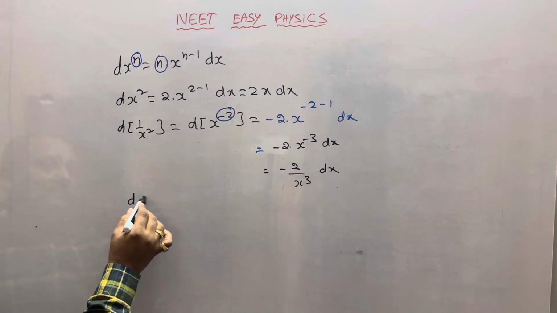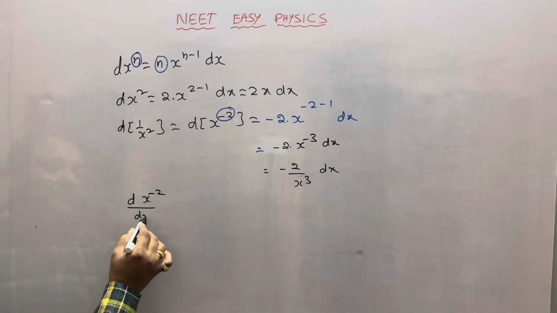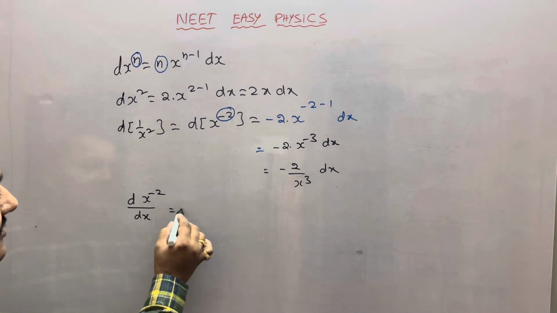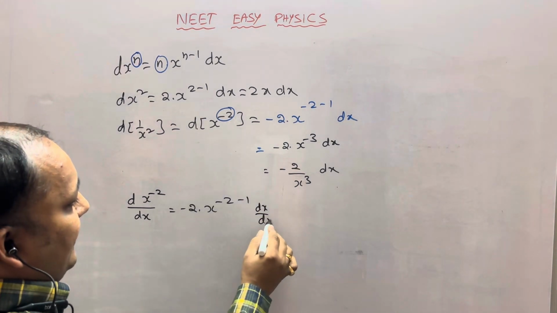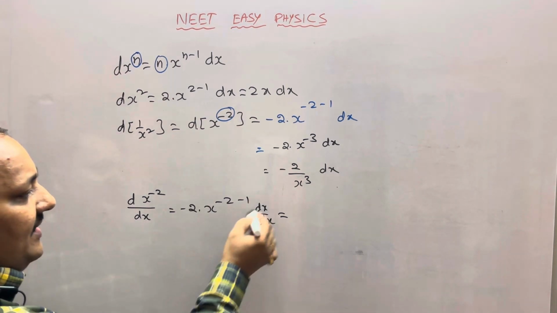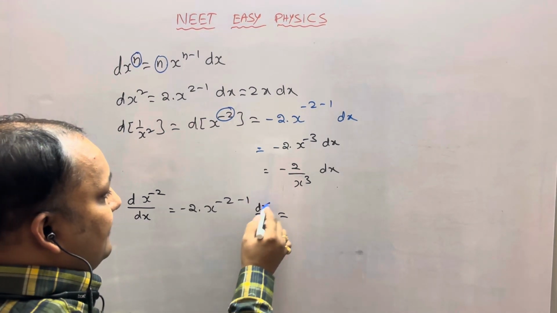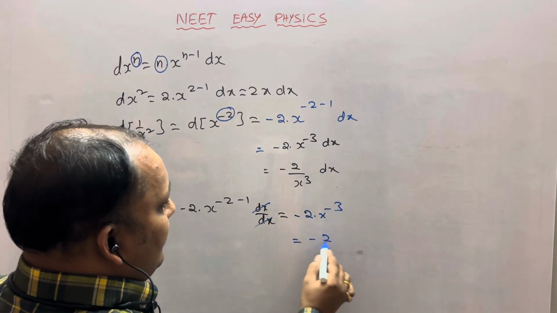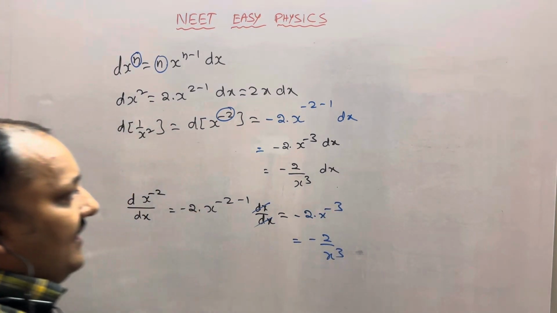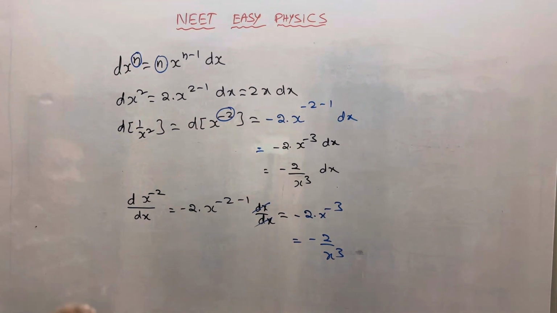Derivative of x power minus 2 with respect to x: minus 2 into x power minus 2 minus 1 dx by dx. The dx and dx will be cancelled. Then minus 2 into x power minus 3, so minus 2 by x cube. This is how we are going to do it whenever 1 by x square is present.